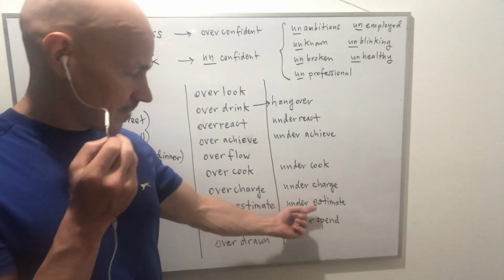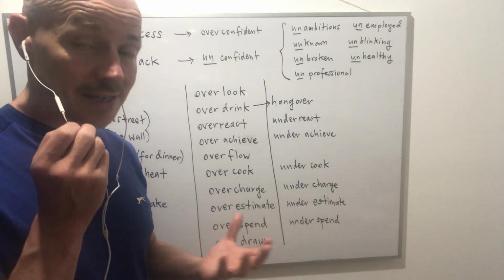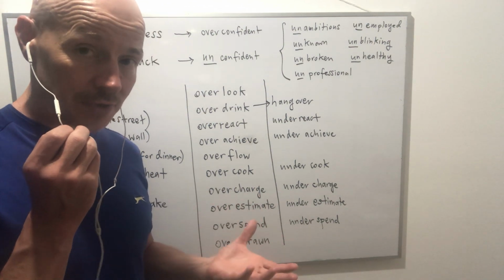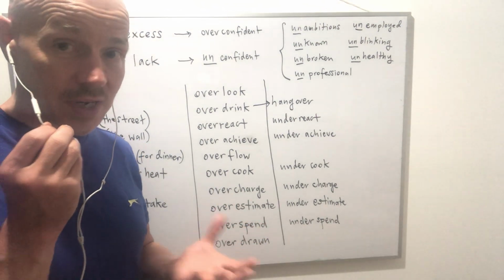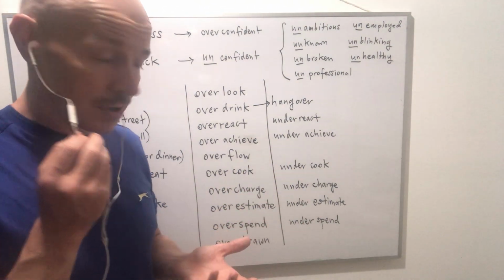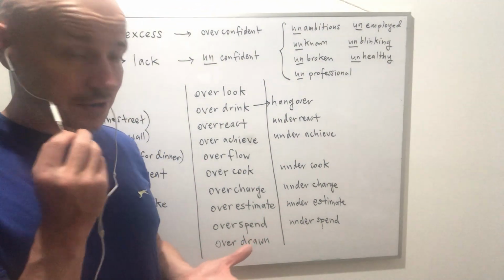To overestimate or underestimate. So obviously we're estimating something. We're trying to guess how much or how many of something. It's a quantity type question. We could overestimate. We could imagine we need more of something than we really do. Or we could underestimate and end up not having enough, which could be worse.